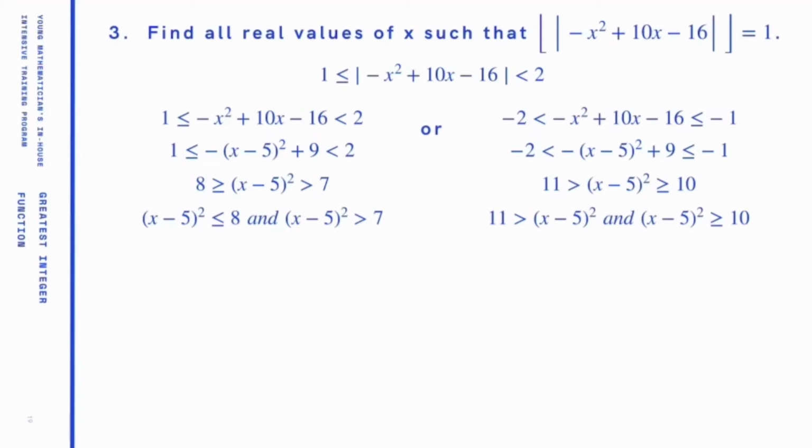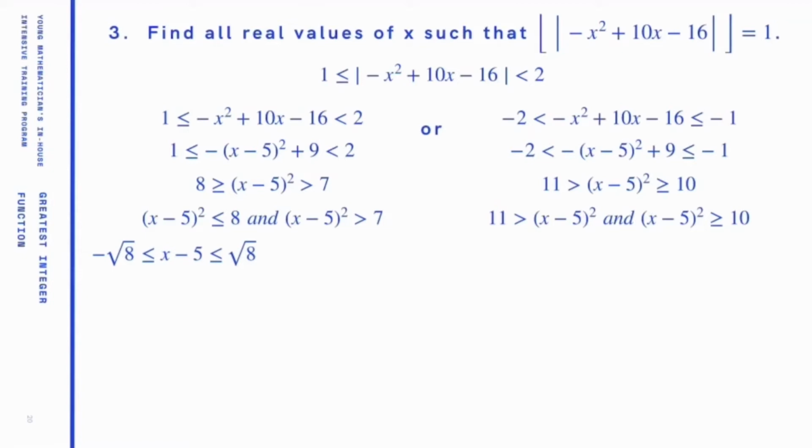Now, to solve this, if the expression x minus 5 is positive, then it must be less than or equal to square root of 8. If x minus 5 is negative, then it must be greater than or equal to negative square root of 8. Think of it as absolute value as well. With these two together, we can write this as x minus 5 is greater than or equal to negative square root of 8, but less than or equal to square root of 8.